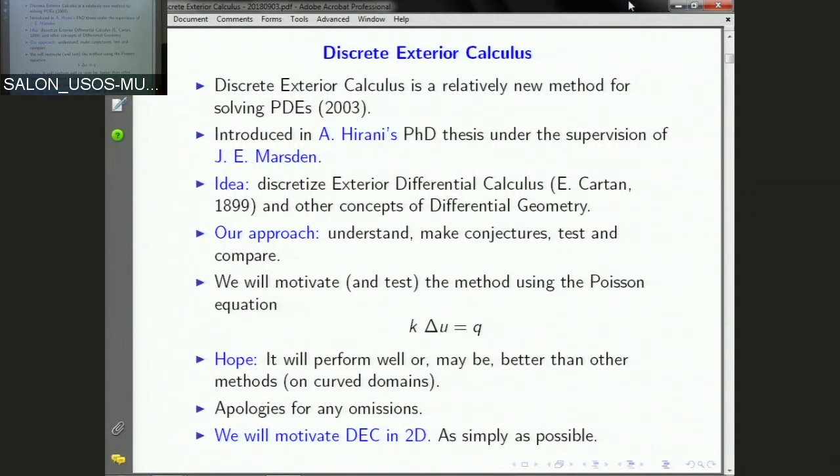Now, the hope about this method is that it will perform well, or maybe even better than some established methods in some circumstances. What are those circumstances in which we hope it might, and has, performed better? When the meshes that discretize the domain are coarse, they seem to perform better. This method performs a little better. Or maybe on curved domains, like we have an example at the end of that.